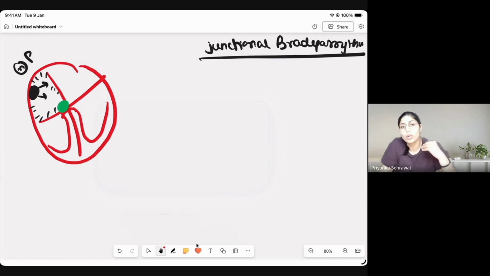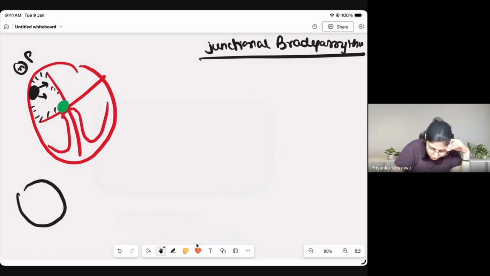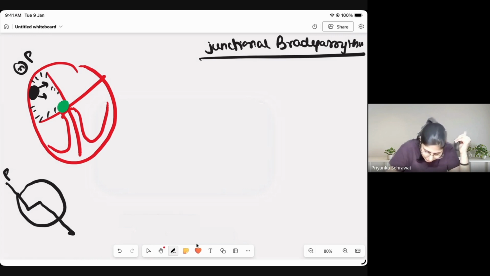Right. Now what all can happen? So AV node, if this is our heart muscle, this is our P wave that is getting transferred from the atria to the ventricle. This is our AV node. It leads to a little bit of delay. Isoelectric line, PR segment, and then passes away the current to the bundle of His, leading to ventricular depolarization. So we get a QRS.